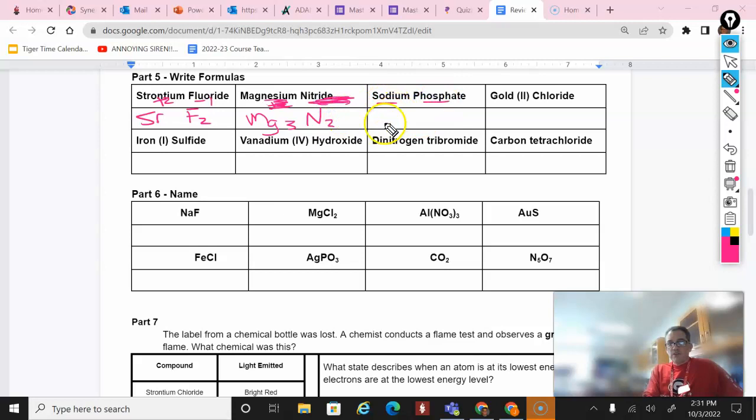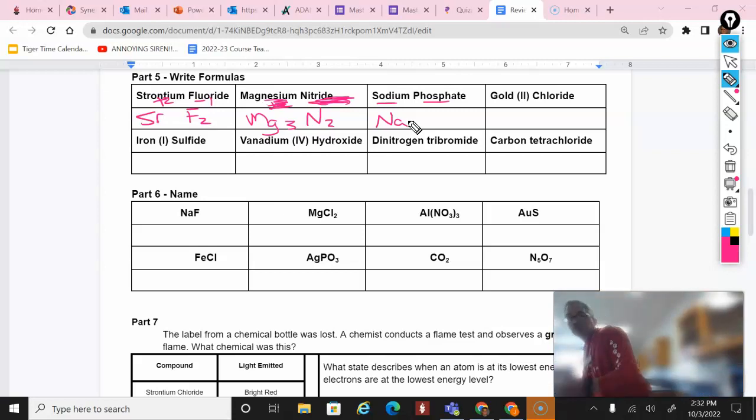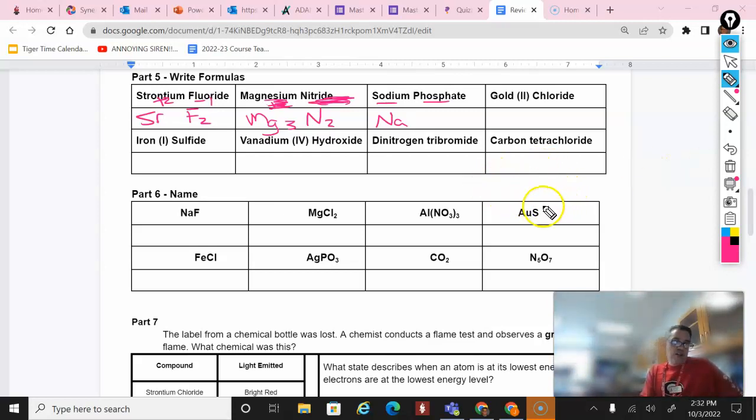Sodium and phosphate. Sodium is on the periodic table. Phosphate, give me a moment. This is when we need to get our polyatomic table because this is not phosphide, this is phosphate. Need to look it up. Phosphate is PO4 and phosphate has a charge of -3. Sodium on our periodic table has a charge of +1.